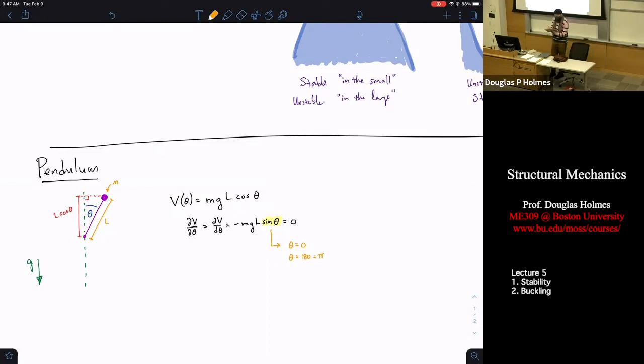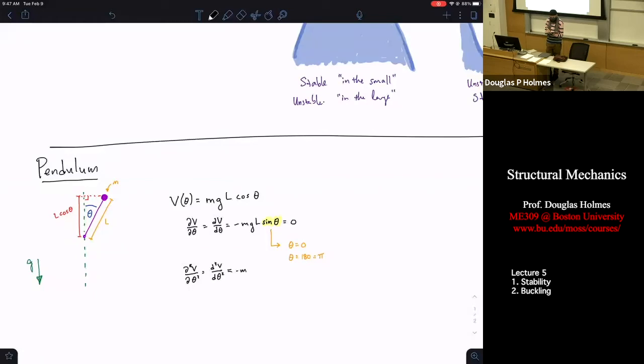What we do to prove that is we say, okay, I found my equilibrium configurations. There are two, by just taking the first derivative of my total potential energy and setting it equal to 0. I can determine the stability by checking the character of that equilibrium point, which requires us to look at the second derivative. Again, in this particular case, it's an ordinary derivative.